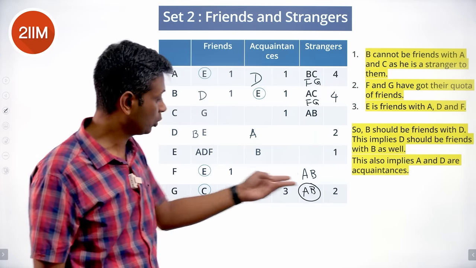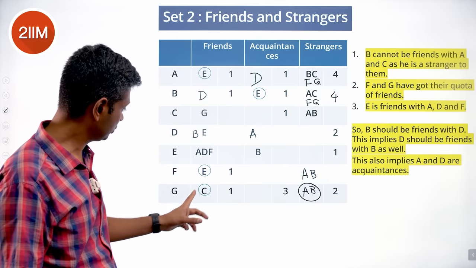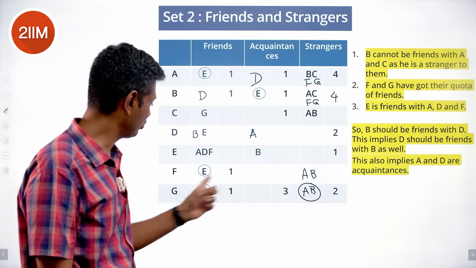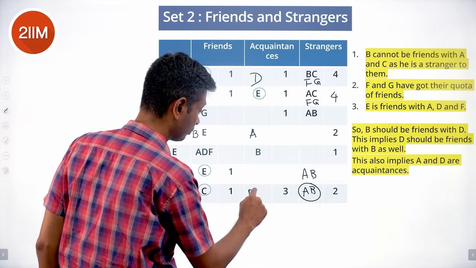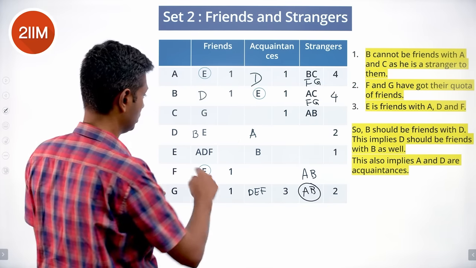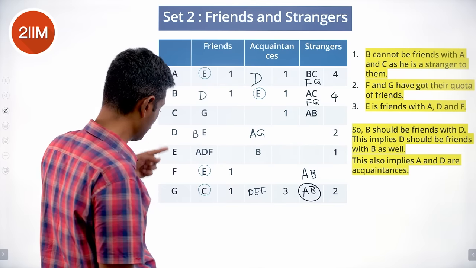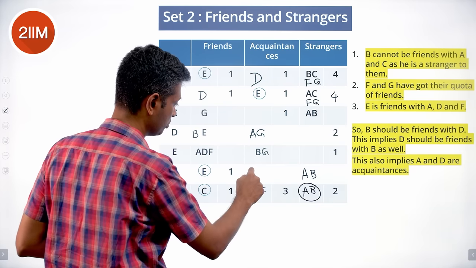G has only two people who are strangers to him, that is A and B. G has one person who's a friend, that is C. So A, B, C are accounted for. D, E, F are acquaintances, so I'm going to put D, E, F. So D and G are acquaintances, so this should be G. E and G are acquaintances, there should be a G here. F and G are acquaintances, there should be a G here.